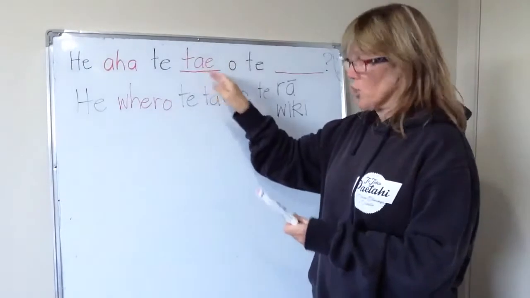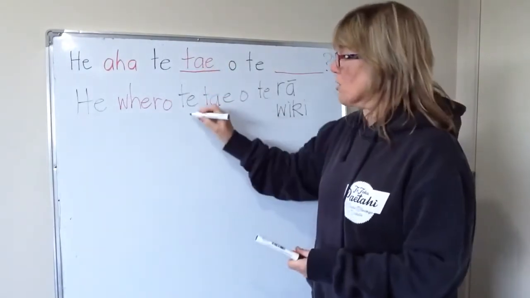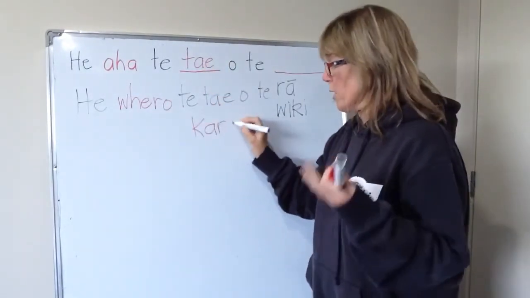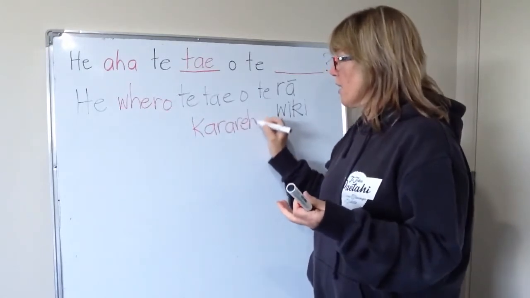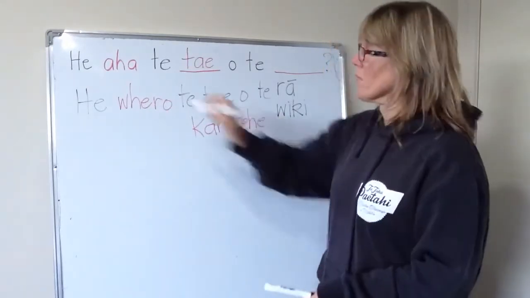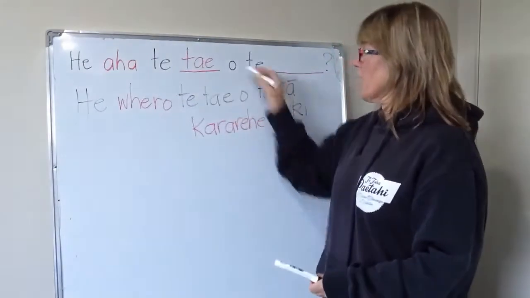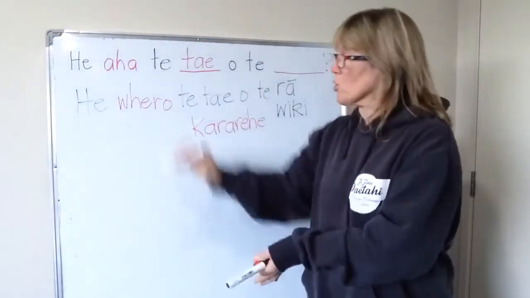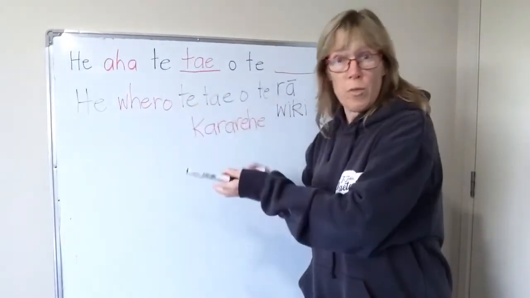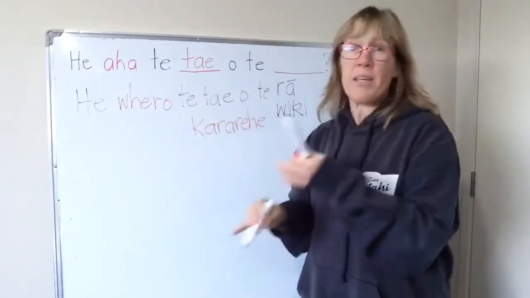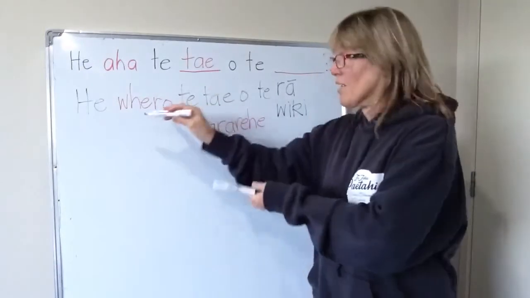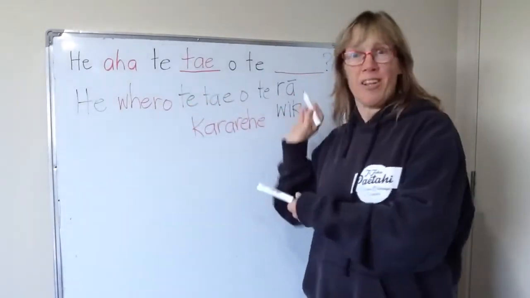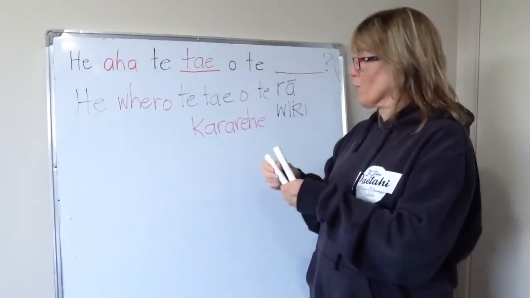And then if you're wanting to change this one, so maybe you want an animal of the day or an animal of the week. Kararehe is animal. He aha te kararehe or te wiki. And then you might have some pictures of animals here and the child will put it up there, or with the word on it, and then it might be he heihei, the chicken. Chicken is the animal of the week. So there's lots of things you can do with that.